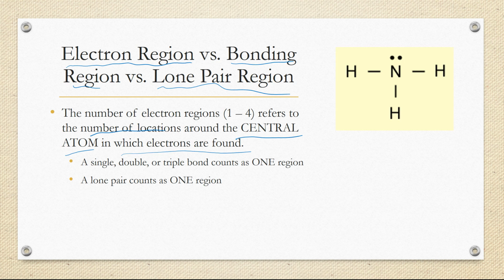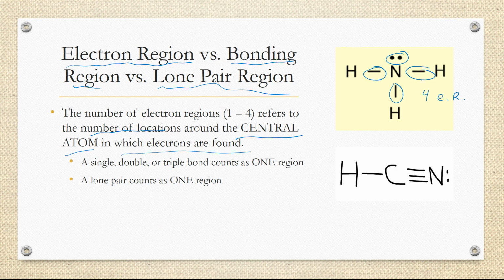If you take, for example, the ammonia molecule, I have 3 locations with bonds and 1 location with a lone pair, so that amounts to 4 electron regions. If we look at HCN, hydrogen cyanide or hydrocyanic acid, we see 1 bond there and a triple bond there. Remember, a single, double, or triple bond counts as 1 region. So that's 1 region, that's 1 region, so this one has 2 electron regions.